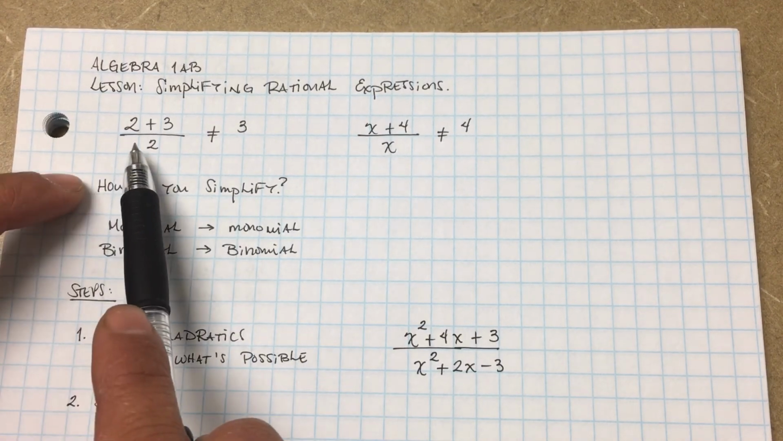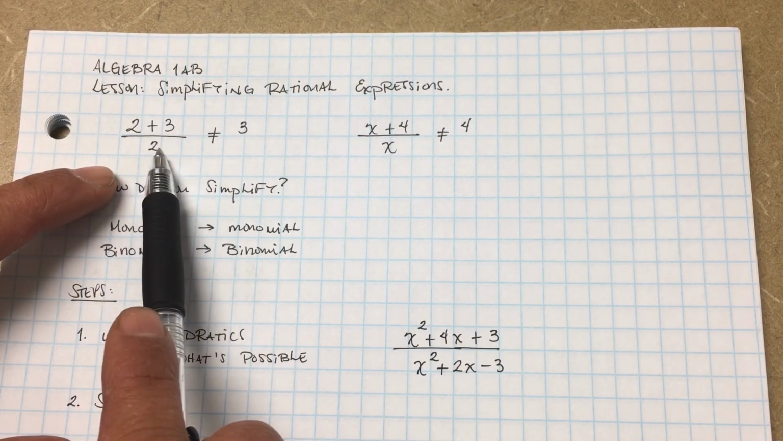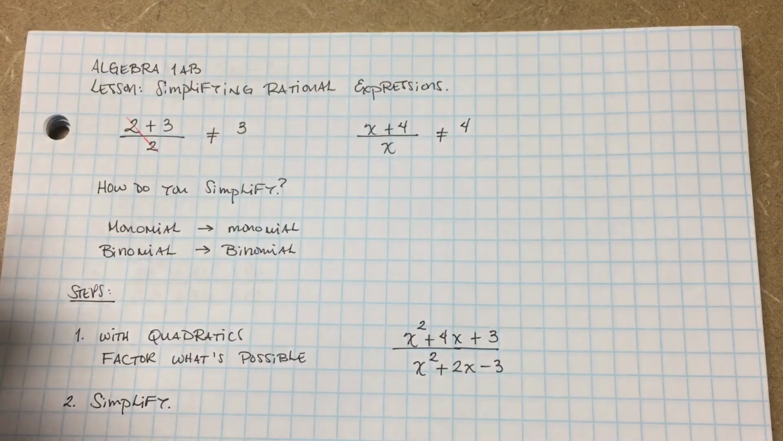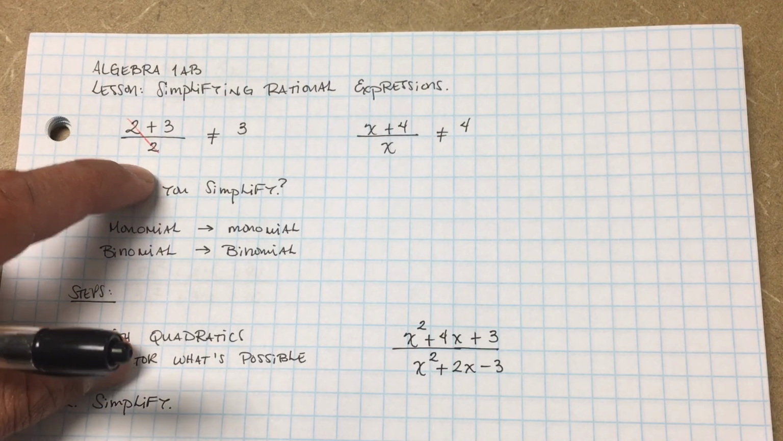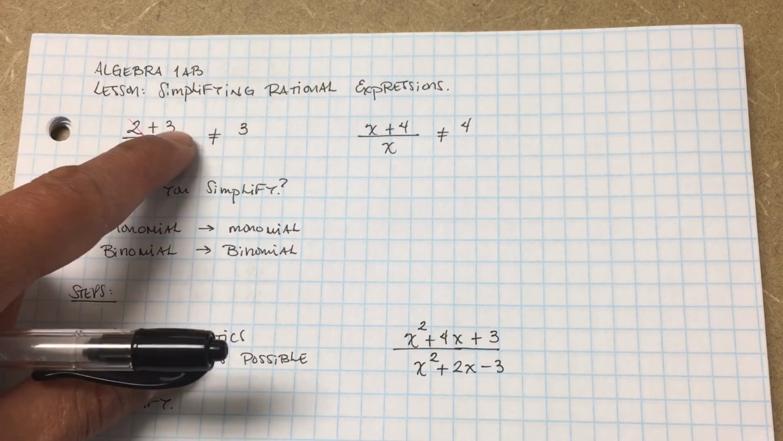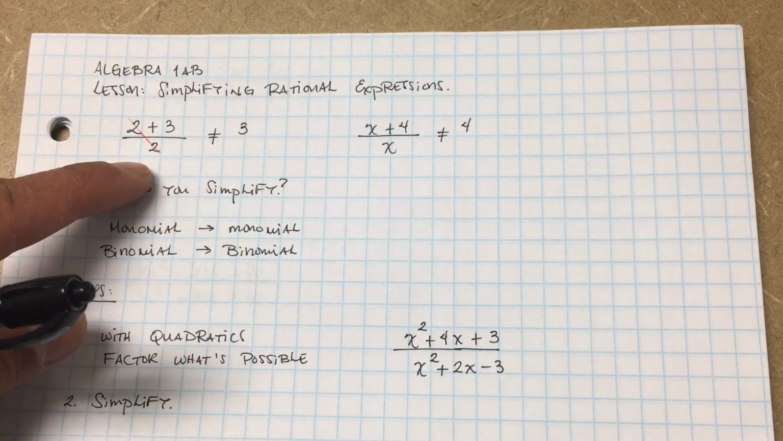Now let me give you an example here. 2 plus 3 divided by 2. You would never do this. You would never cross out the 2 here and say, oh, the answer is 3. No, you can't do that. You first have to do 2 plus 3 and then divide that by 2.